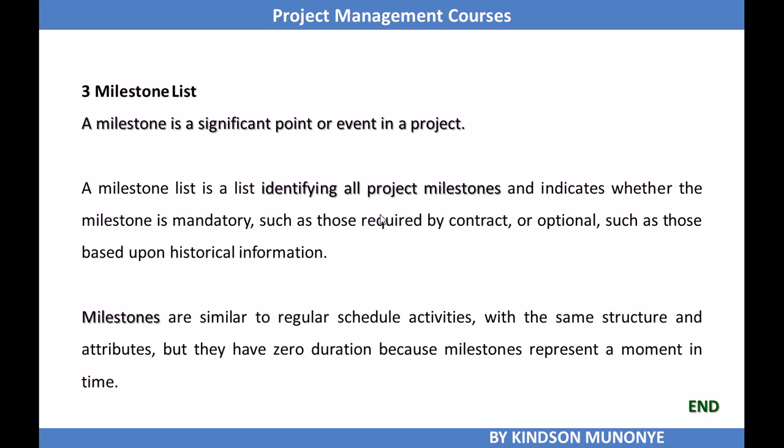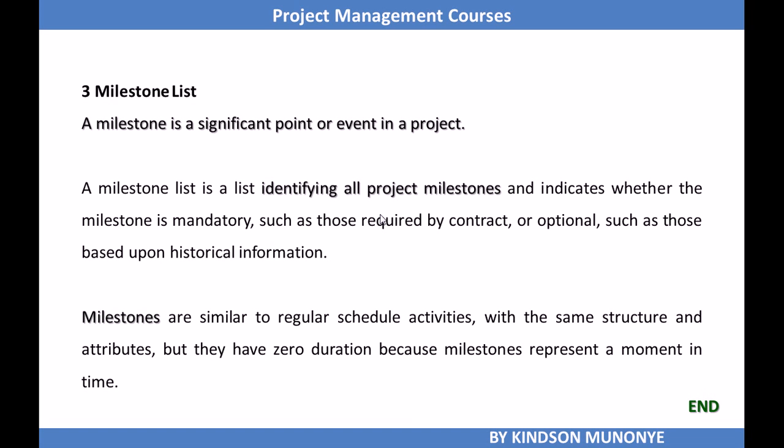The last output, which is the third output, is a milestone list. What is a milestone anyway? A milestone is a significant point or event in the project. So let's give an example. If you are building a 20-kilometer road, a 20-kilometer dual carriageway, you might say after each 5 kilometers you have a milestone. So it means you've accomplished 5 kilometers, or you can say 20 milestones, 1 kilometer, 1 milestone, and so on and so forth. So significant points or events in the project.